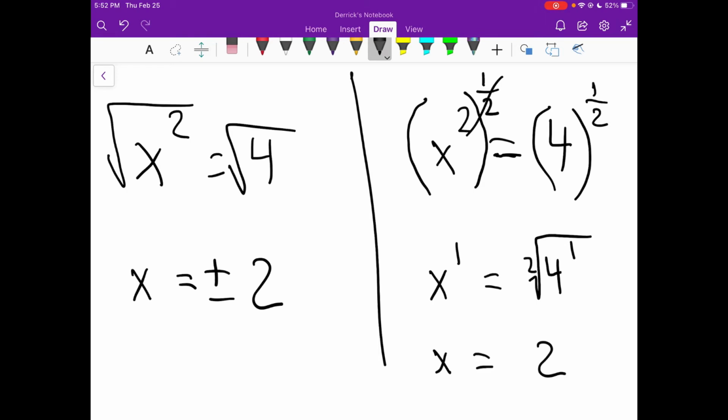But we would still want that plus or minus, because solving this problem a different way doesn't change the fact that our answers should be exactly the same.